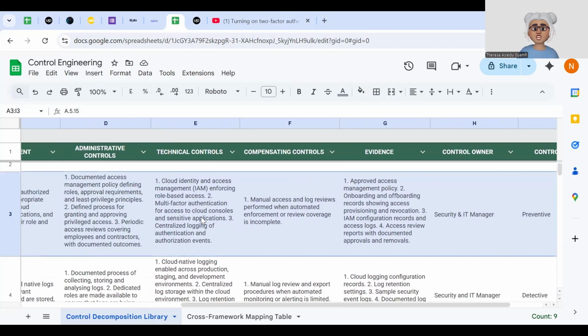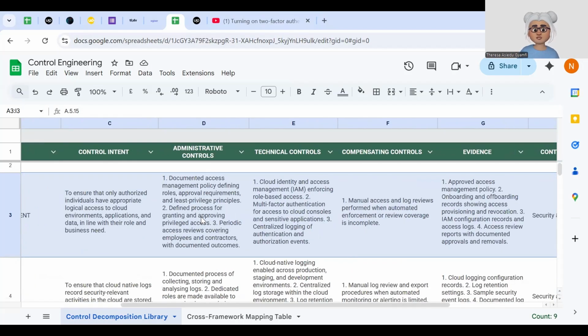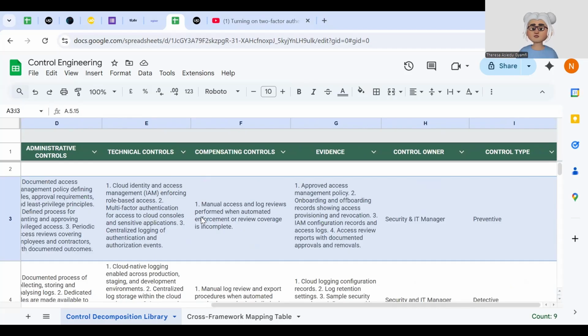And this control, the logical access management control type, is a preventive one. Why? Because we are looking to prevent unauthorized access. We're also looking to prevent any sort of risk that would emanate as a result of unauthorized people accessing sensitive data and cloud resources they are not supposed to access.